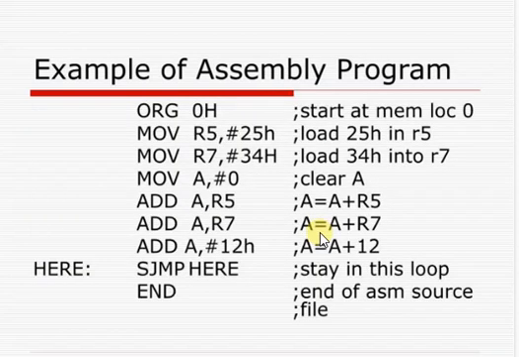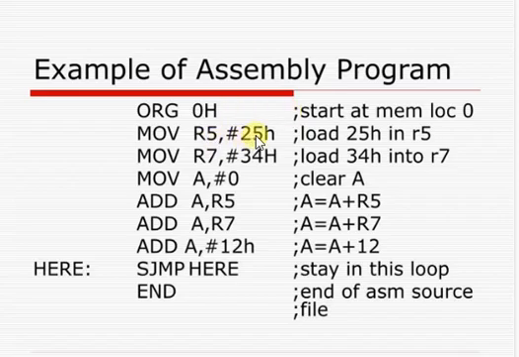Example of an assembly language program. ORG 0H, that is the starting location of the memory. MOV R5, #25H. MOV R7, #34H. MOV A, #0, ADD A, R5, ADD A, R7, ADD A, #12H, then SJMP HERE, then END.